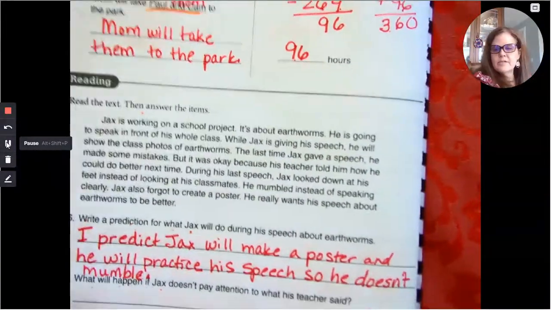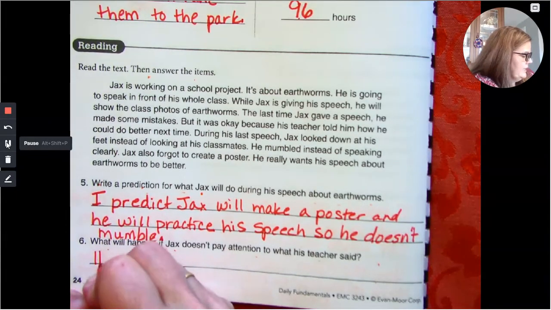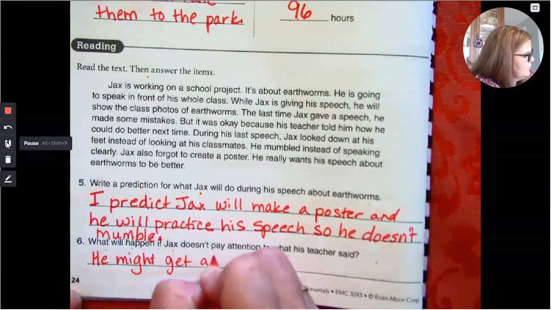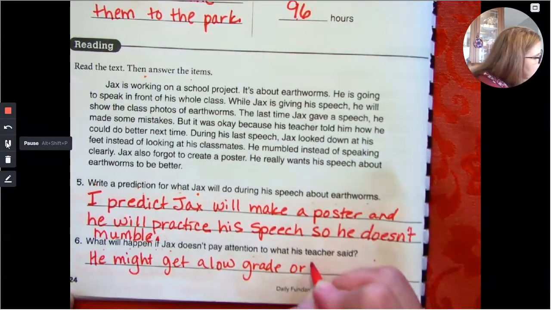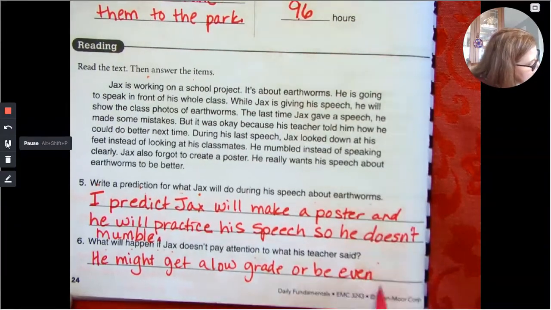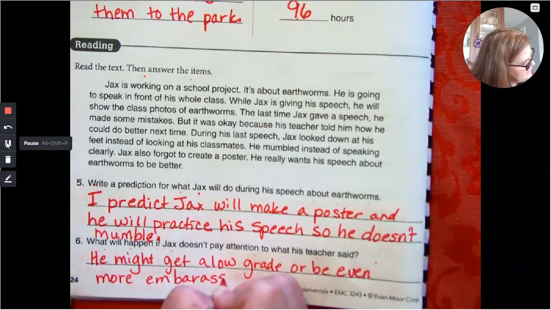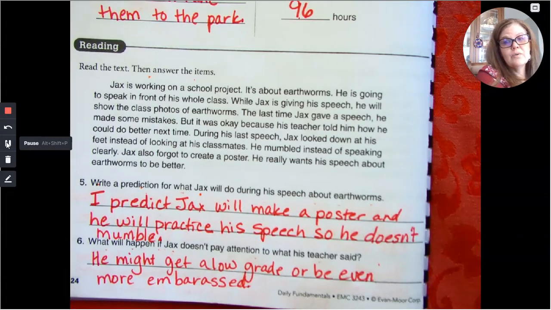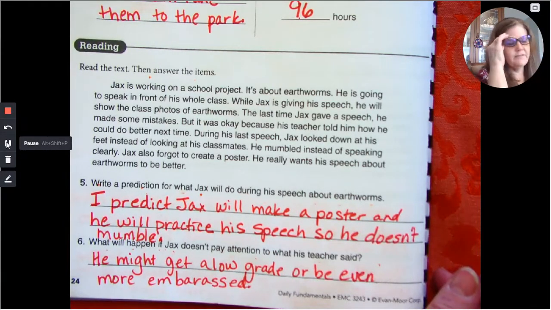All right, and then number 6, what will happen if Jax doesn't pay attention to what his teacher said? Okay, he might get a low grade or be even more embarrassed. He might get embarrassed that he's not ready. So you might have a different answer, and that is totally fine. You don't have to change it. But if you needed help, there you go. All right, make sure you pause it if you need some time.